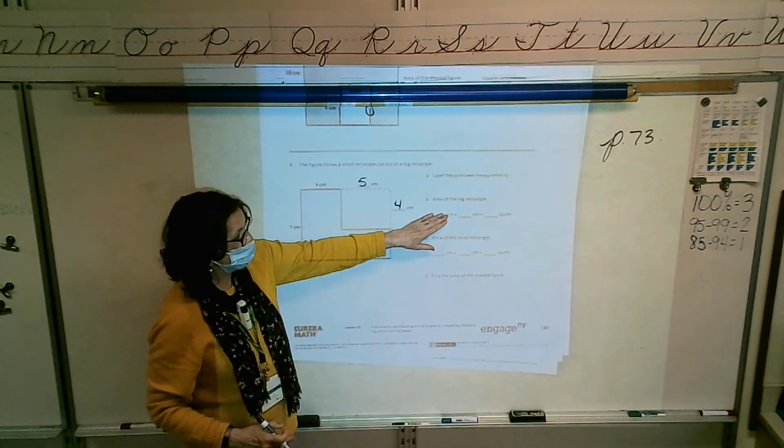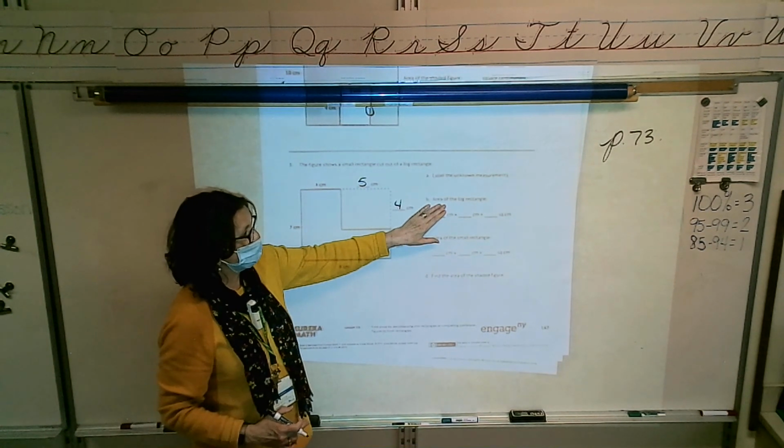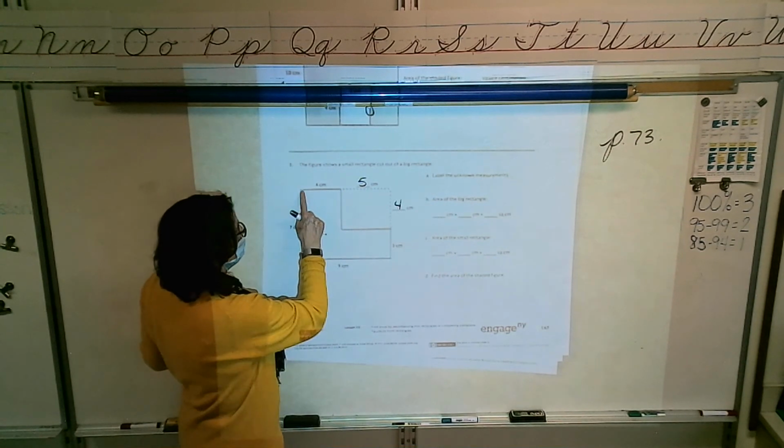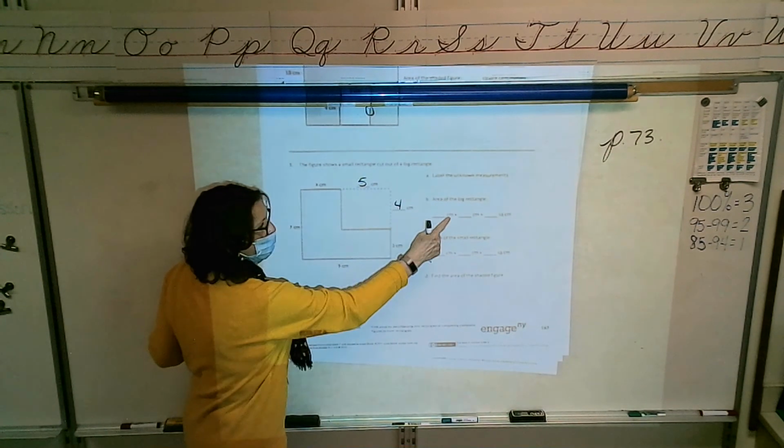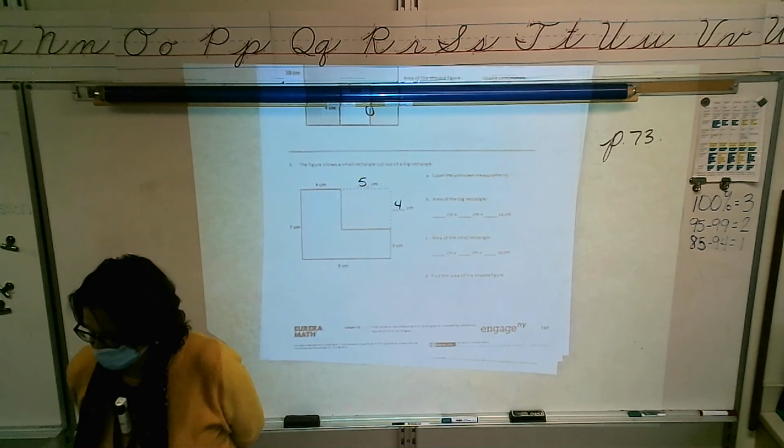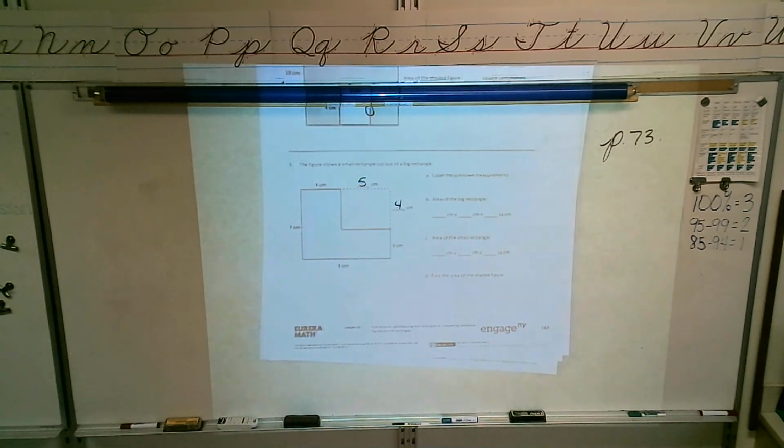All right, now, the next one, they did give you the number sentence. They want you to find the area of the big rectangle. Go ahead and trace the big rectangle with your finger and write your number sentence to find the area of the big rectangle. What are the sentences?